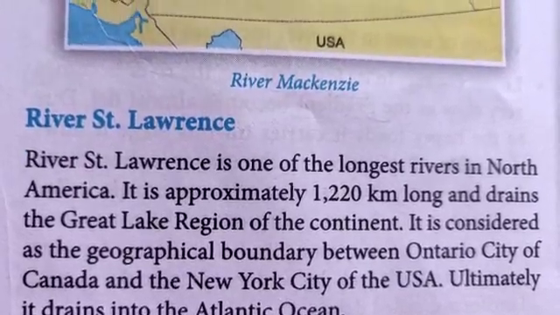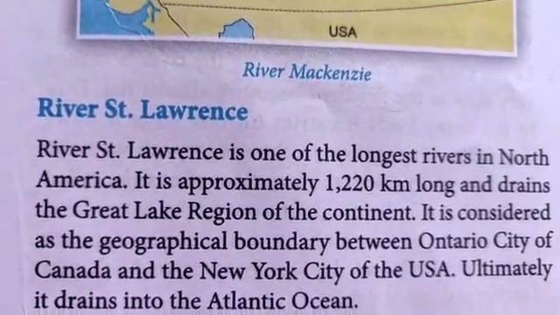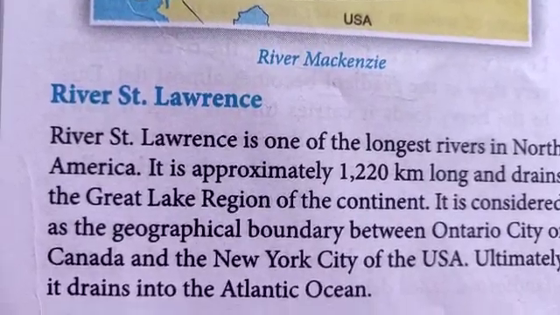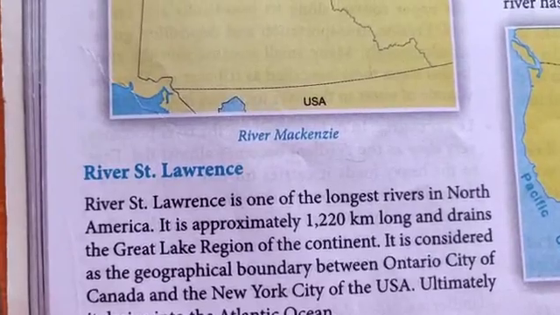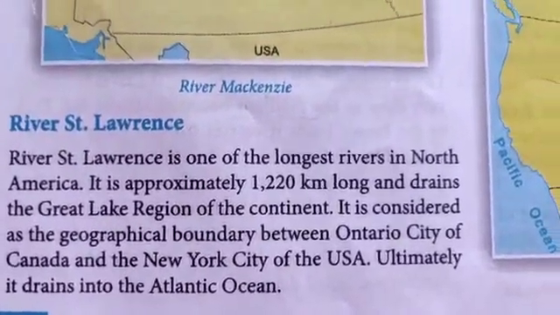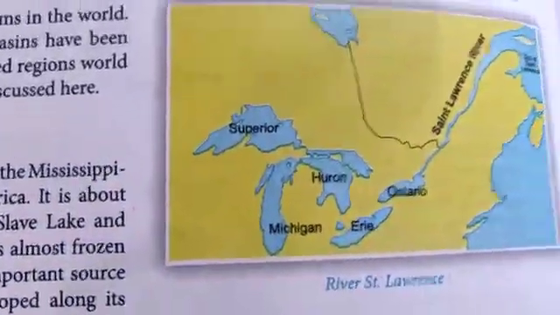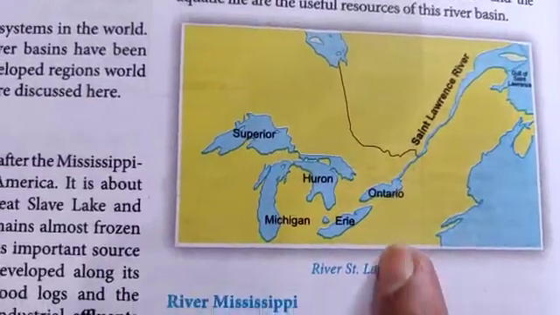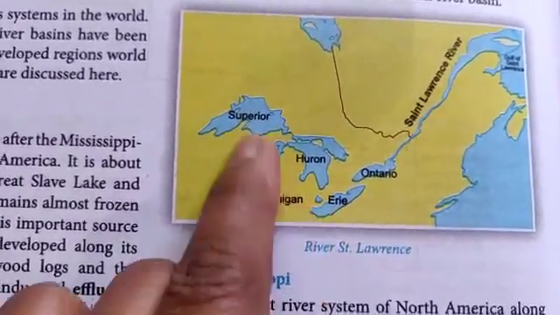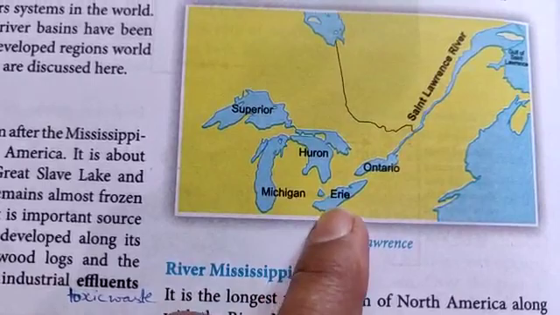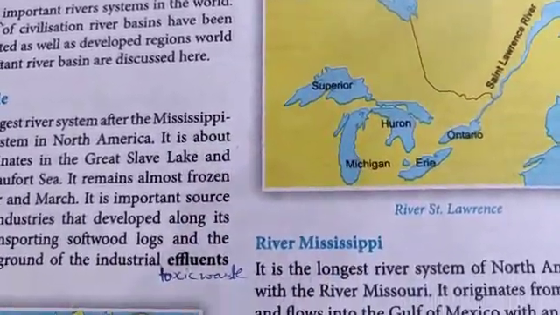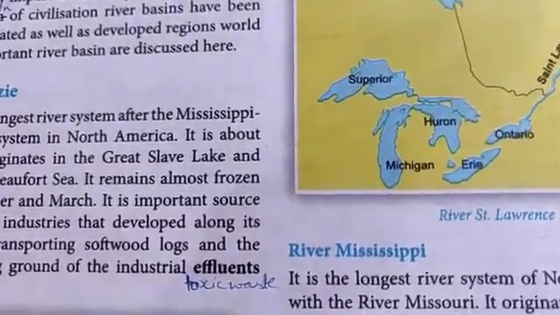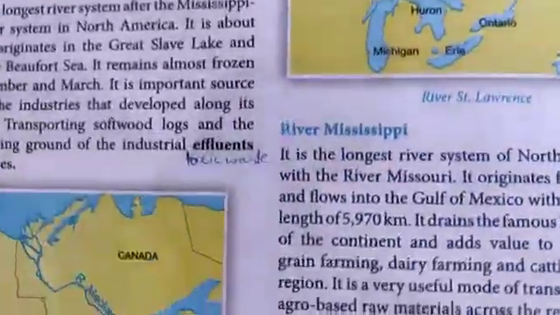That it is 1,220 kilometers long and drains the Great Lake region. Great Lake region, remember we learnt about the 5 Great Lakes, large lakes of North America. So I'll show you again so you will quickly remember what we learnt. These are Lake Superior, Lake Huron, Michigan, Erie and Ontario. So it drains the Great Lake region of the continent.